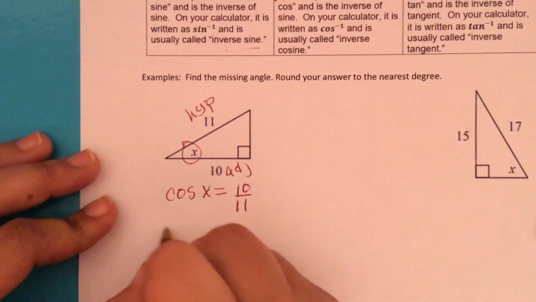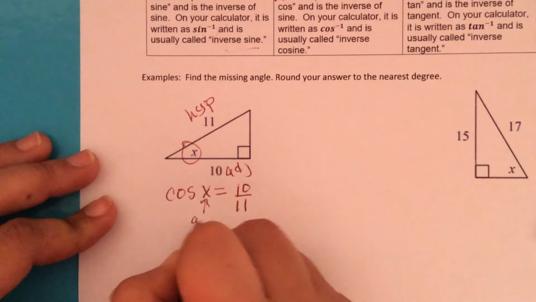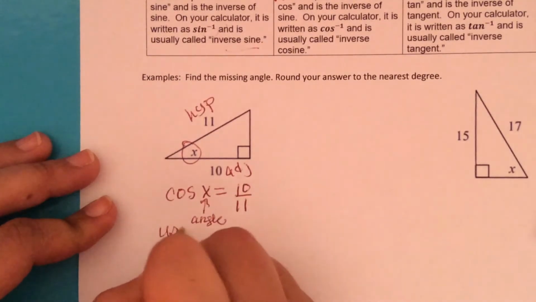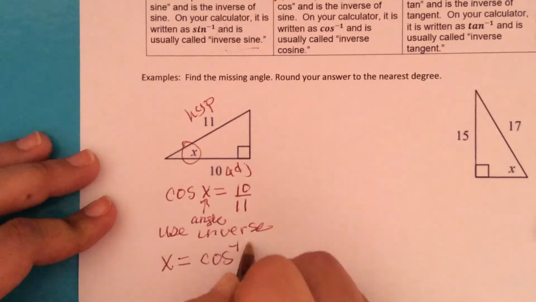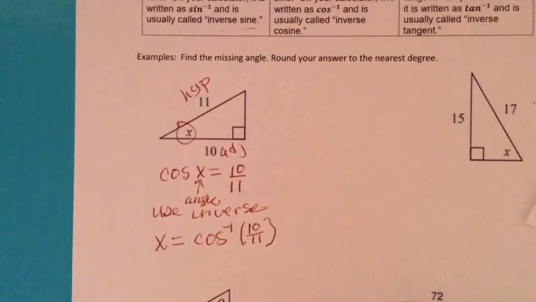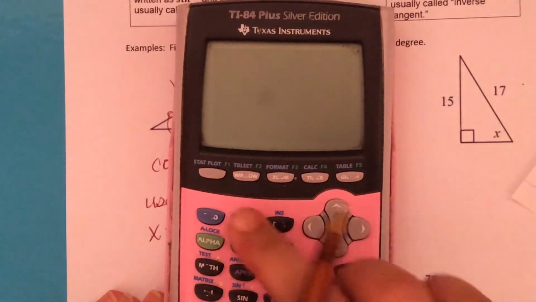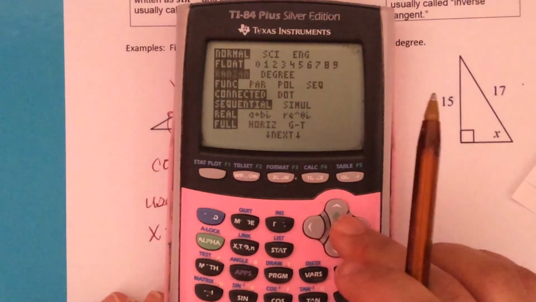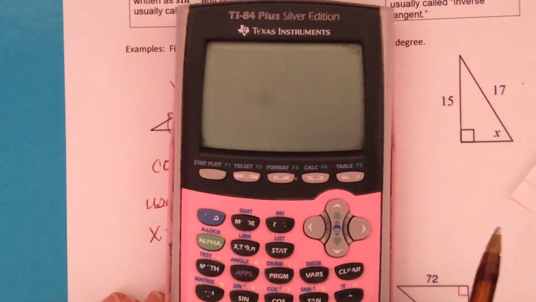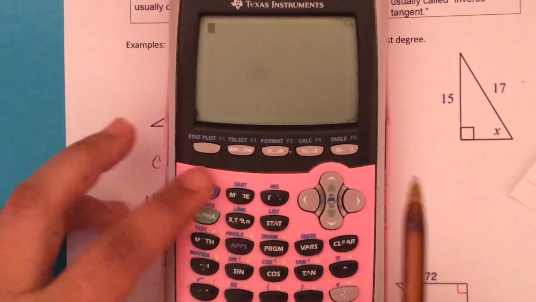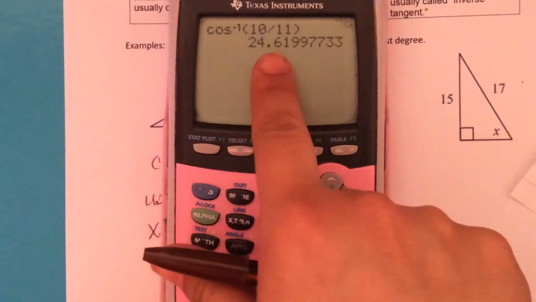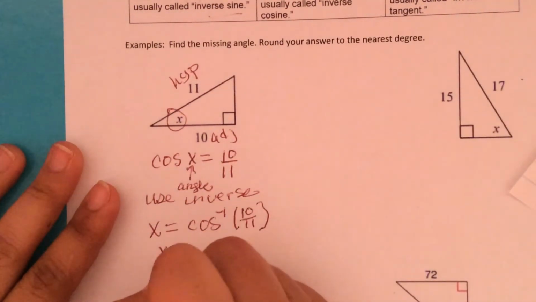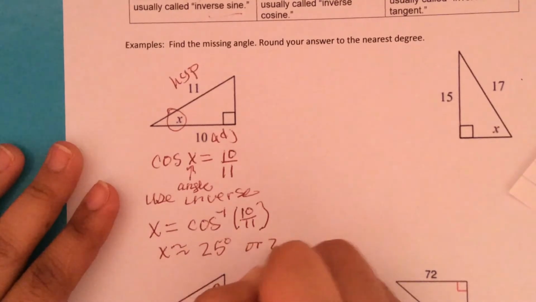And so now we have to find the inverse to find the angle x. So that's your angle right there. So we have to use the inverse. So x is equal to cosine inverse of 10 over 11. Okay, so if we use the graphing calculator, the TI-84, we have to make sure our mode is in degrees, and this time it's not, so I have to go down and press enter on degree. And so I'm going to use the cosine inverse, so it is using the blue button and the cosine, and we're going to put 10 divided by 11, which is equal to 24.6. That's going to round up to 25 because we want to round to the nearest degree. So x is approximately 25 degrees.